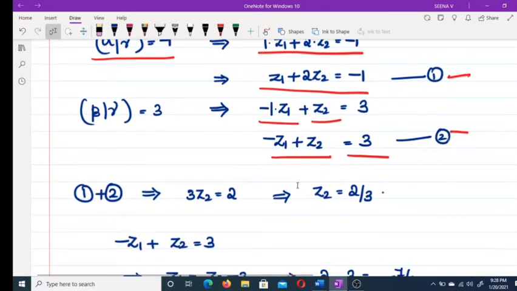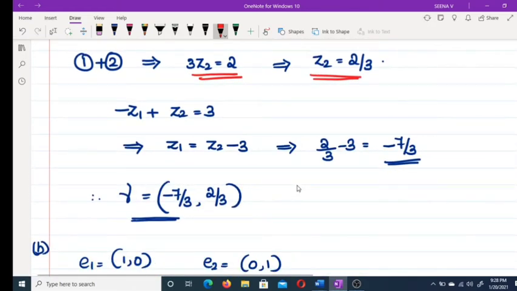Adding equations 1 and 2: here z1, here minus z1, so they cancel. 2z2 plus z2 gives 3z2 equals -1 plus 3, that means 2. So z2 equals 2 by 3. Now substituting this, we get z1 equal to minus 7 by 3. From this, gamma is (z1, z2), which is (-7/3, 2/3). Okay.